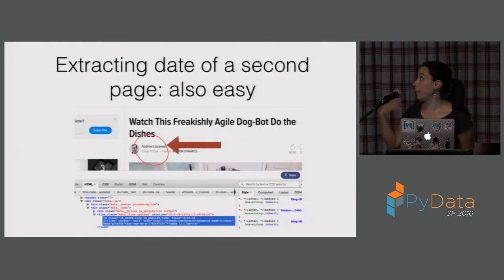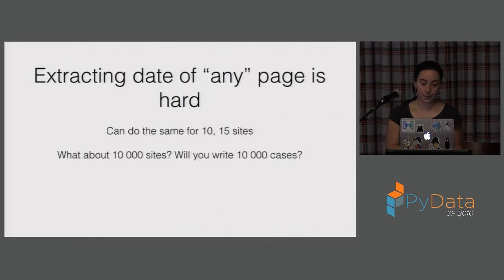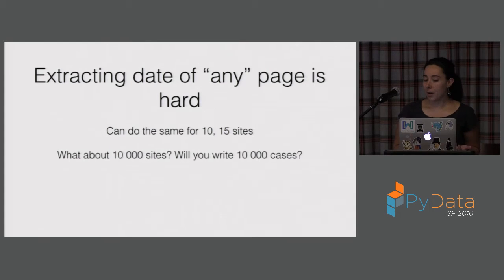The first site was New York Times. This is Gizmodo. You just add another case, right? If it's New York Times, do this. If it's Gizmodo, do that. Use the same technique, and you're golden. However, what if we want to extract the date of any page? That's a lot harder.